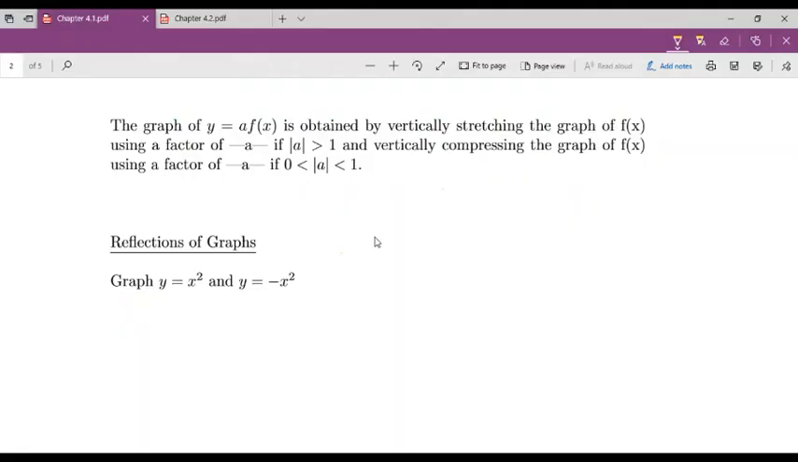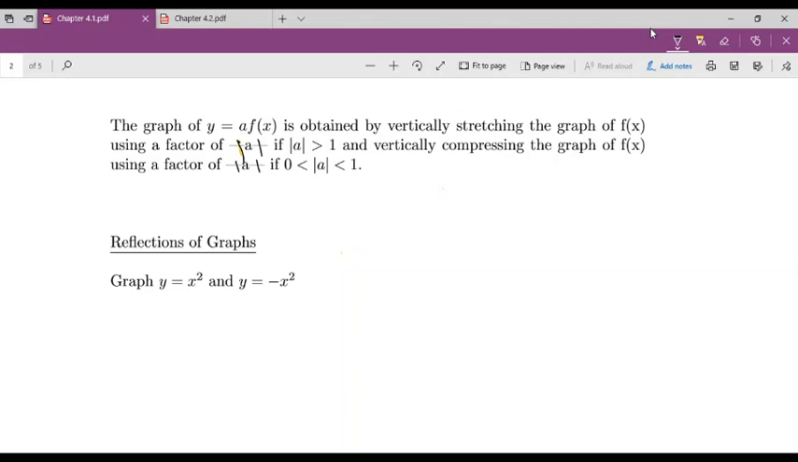Alright, so our rules here, it says the graph of y equals a times f of x is obtained by vertically stretching the graph of f of x using a factor of, and that's supposed to be an absolute value sign here, a factor of the absolute value of a if the absolute value of a is greater than 1, and vertically compressing the graph of f of x using a factor of the absolute value of a if 0 is less than the absolute value of a is less than 1.